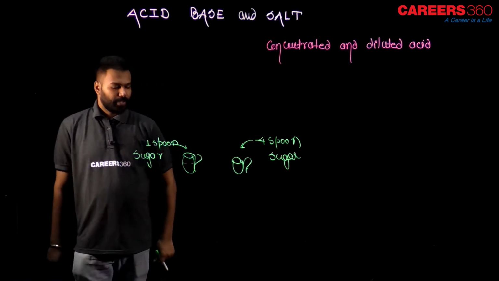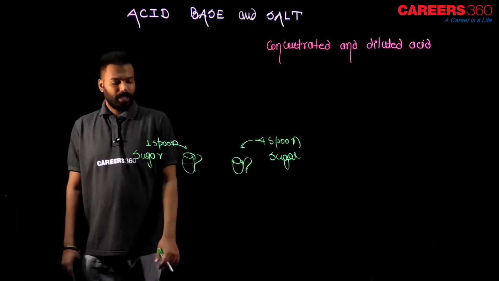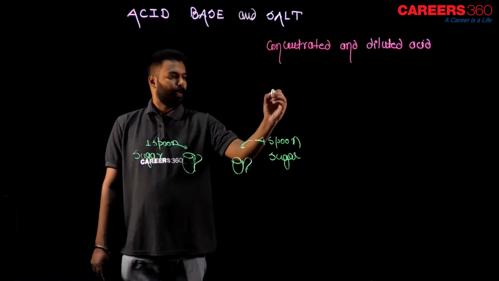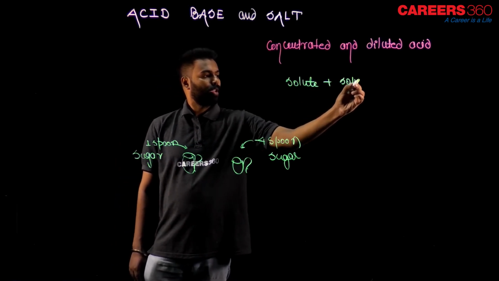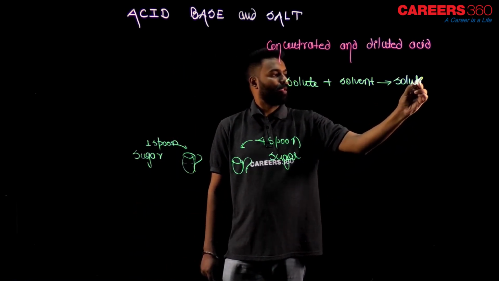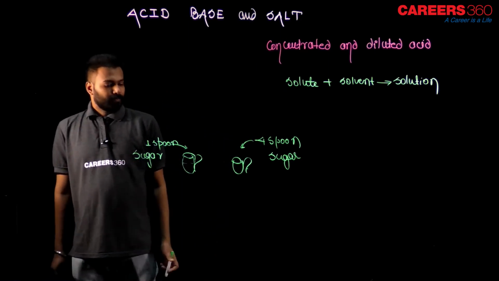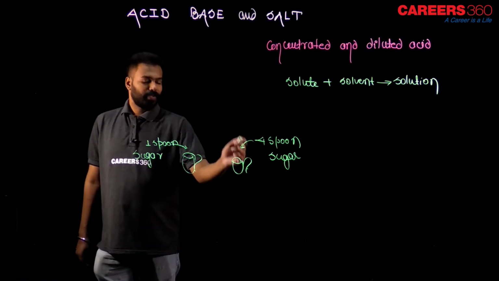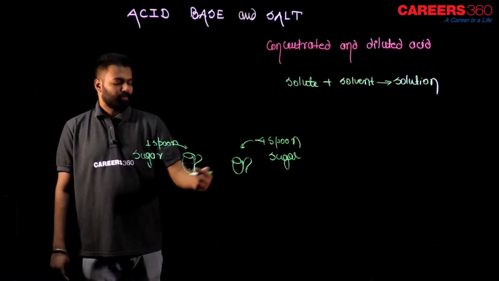So, what happens actually? I know that the amount of water is the same in both cups, but the amount of sugar is different. Here there are two things, one is solute and the other is solvent. Then it forms a solution. So, what happens actually? I will say that this one is dilute and this one is concentrated. How is this one dilute and this one concentrated?